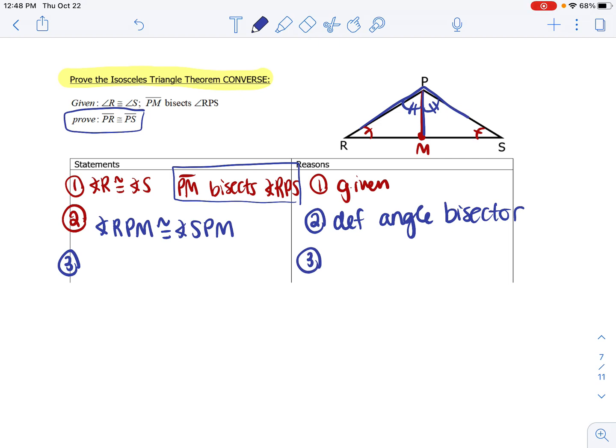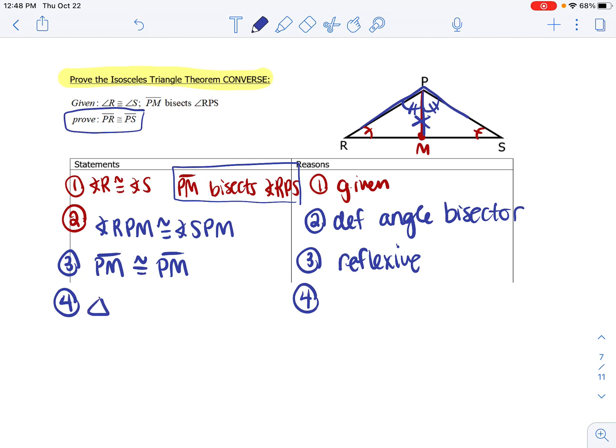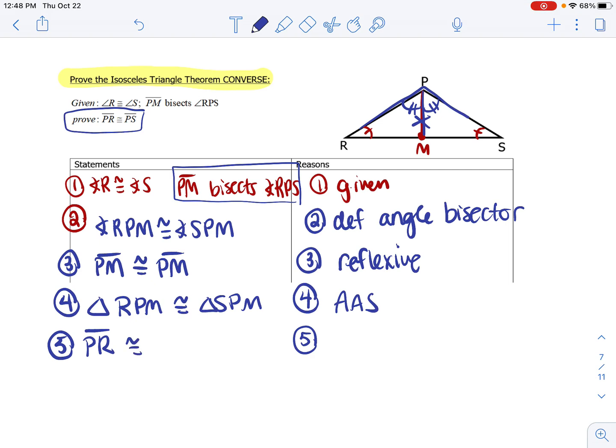What other bit of information could we conclude from this diagram? Notice how we have a reflexive property again. PM congruent to PM. Is that enough information to prove these triangles are congruent? Yes. So through what reason? Angle, side, angle. And now we could say PR is congruent to PS through CPCTC.